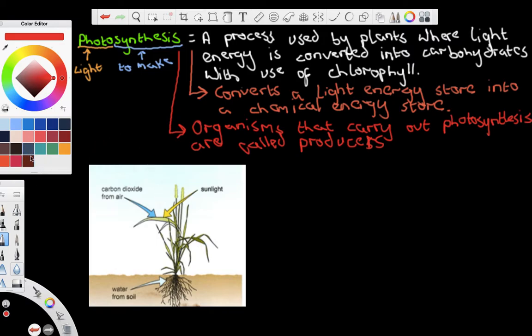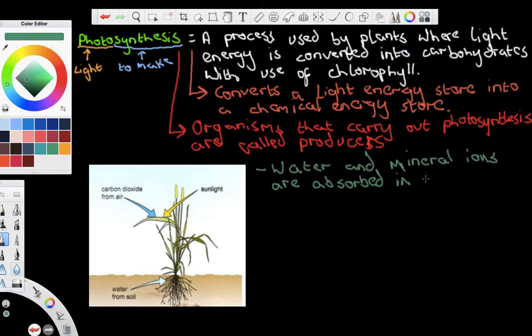Okay? So we can start by saying that water and mineral ions are absorbed in the root of the plant, and transported through the xylem, which we covered in B4.